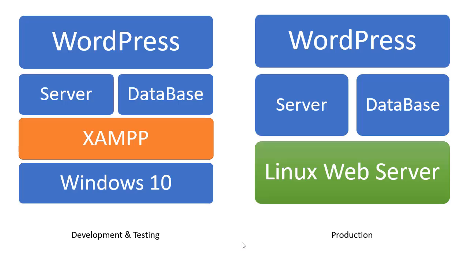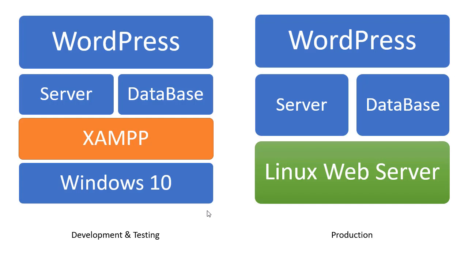Okay, so I'm sure you know this already, but just for completeness, Zamp is an application which runs on top of Windows 10, and it's used by web developers for development and testing. So Zamp comes with a server which is called Apache, and it comes with a database which is called MariaDB, and that allows us to install WordPress on top of Zamp so that we can run it on our computer and use it for development purposes.